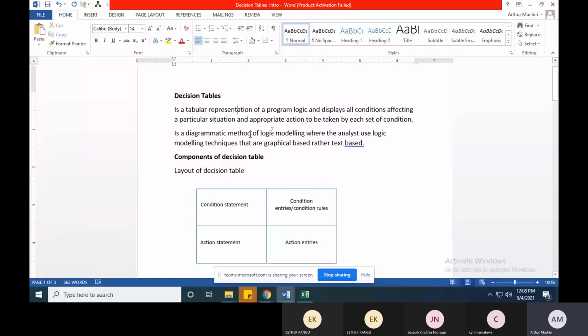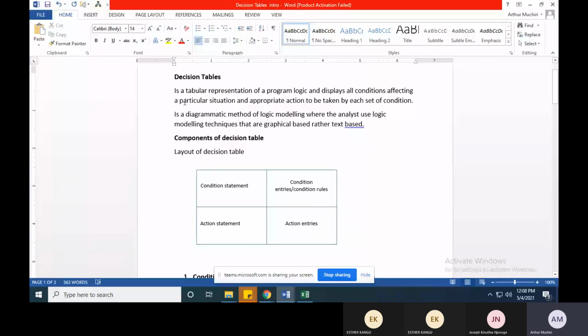So we looked at the components. What you need to understand about this definition is that whenever we talk about decision tables, of course there are others. There is another one called the decision trees. Of course, it has conditions affecting a particular situation, and then some.